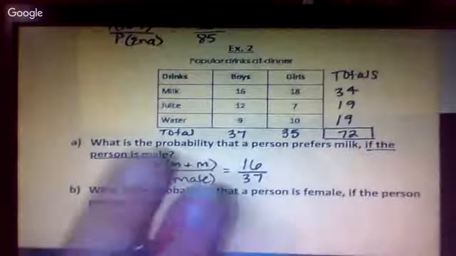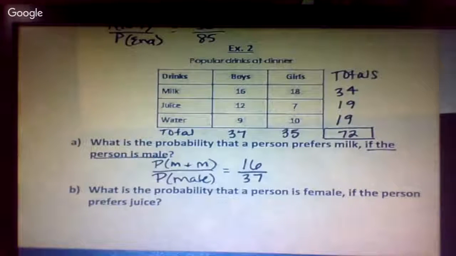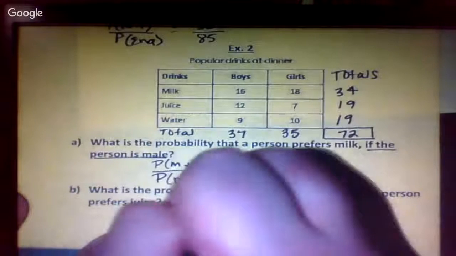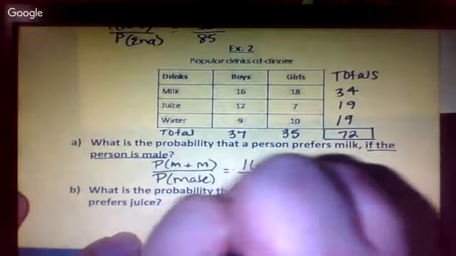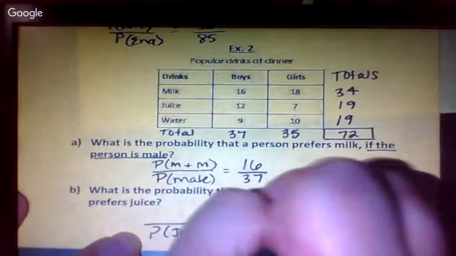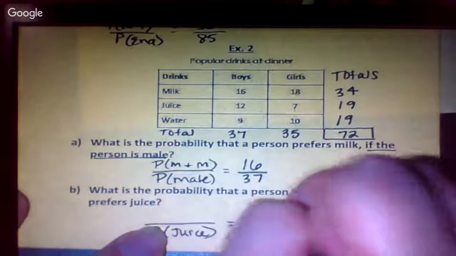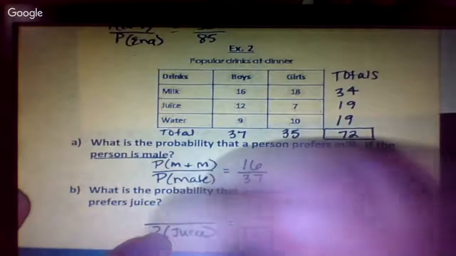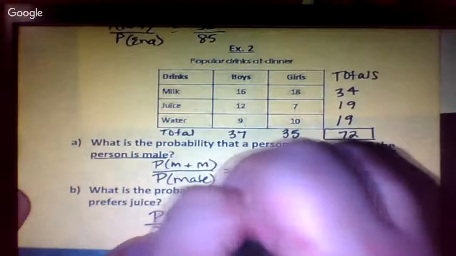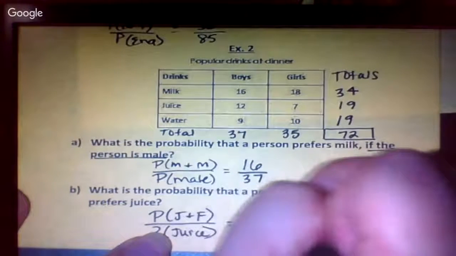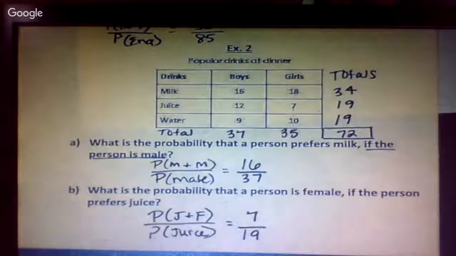Okay, and finally the last one, what's the probability that a person is female if the person prefers juice? What's my first condition? Juice. We prefer juice. So how many people prefer juice? 19. Of those 19 people, how many are a female? Boom.